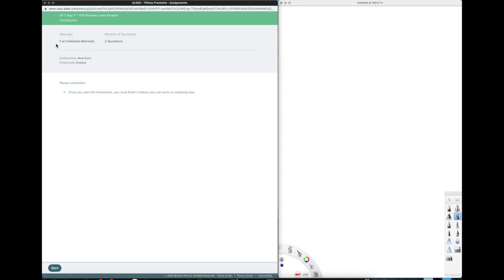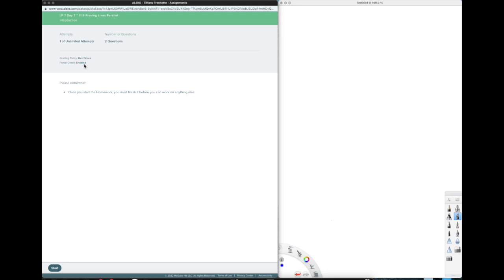I don't see that on my teacher preview, but you will see it on your student screen. The second thing is the number of attempts. We always have unlimited attempts on homework, tests, and quizzes. Number of questions just tells you how many are on this particular assignment. Grading policy is always best score, so whichever attempt is the best one is one you get to keep.